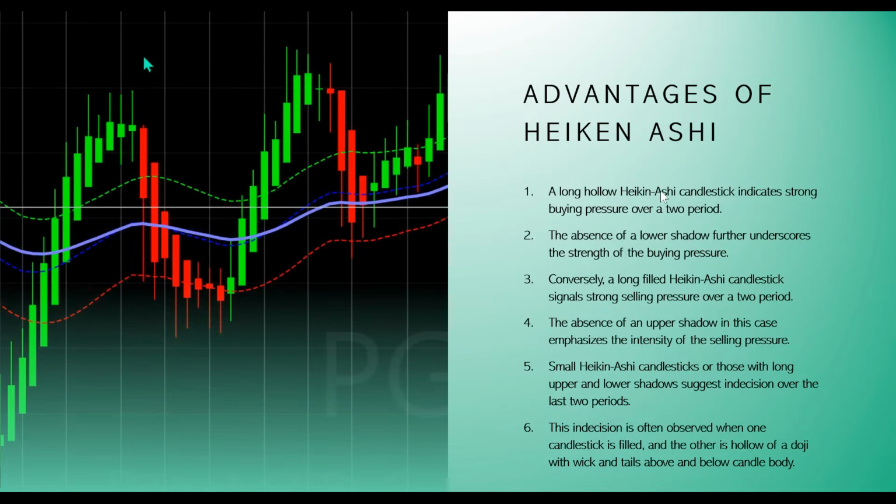Now, here are the advantages. Long hollow candles indicate strong buying pressure. We'll show some of those. But the whole idea of Heiken-Ashi candles is you're trying to find a trend and eliminate noise, and that's what this does. We're talking about the absence of shadows on the top and the bottom. I just told you about that. The wick on top of a bullish candle is even more bullish, and a tail on the end of a bearish candle is even more bearish. That's a big difference from what you see on regular candles.